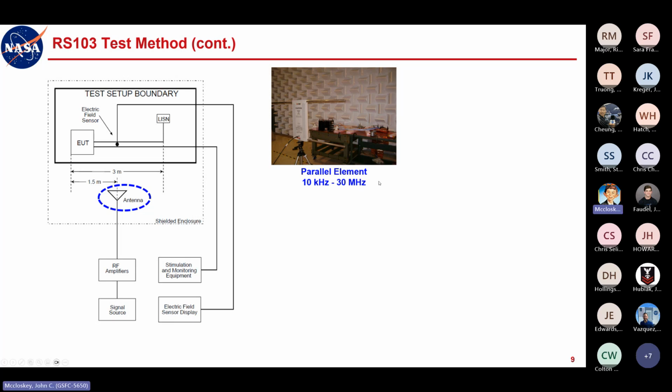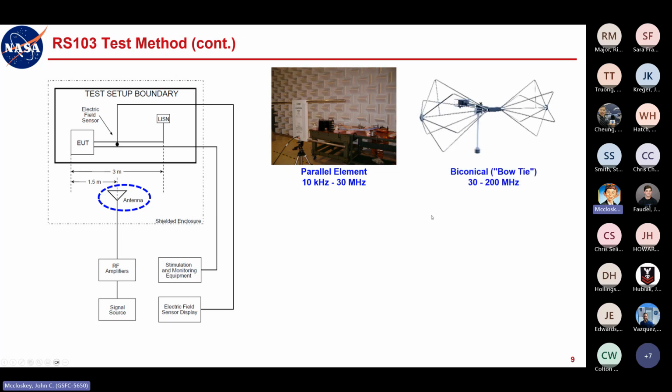That rod antenna we use for RE102 is receive only. I mean, that is not intended to be a transmit antenna. You can't handle the power that you would need to put into it. So we have this parallel element that we use in the 10 kilohertz to 30 megahertz range.